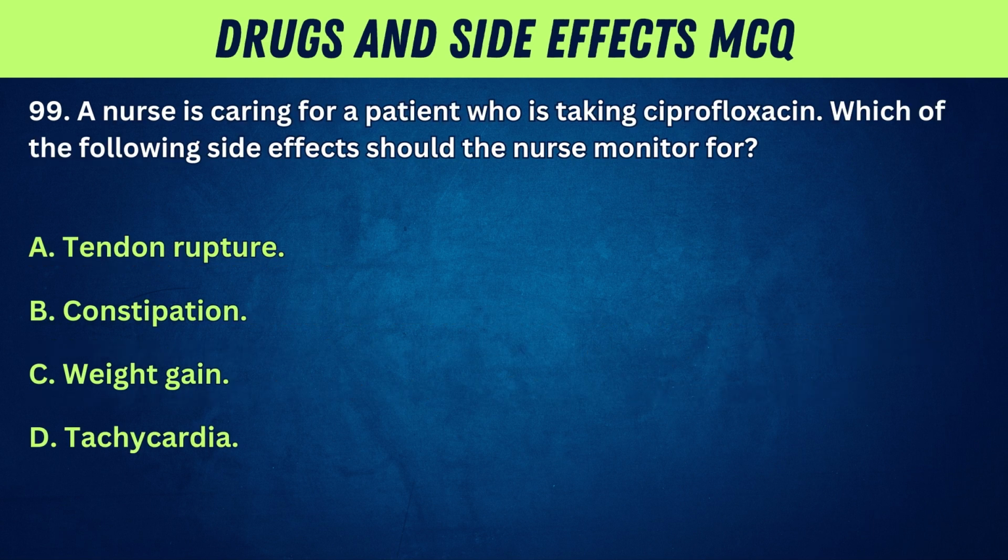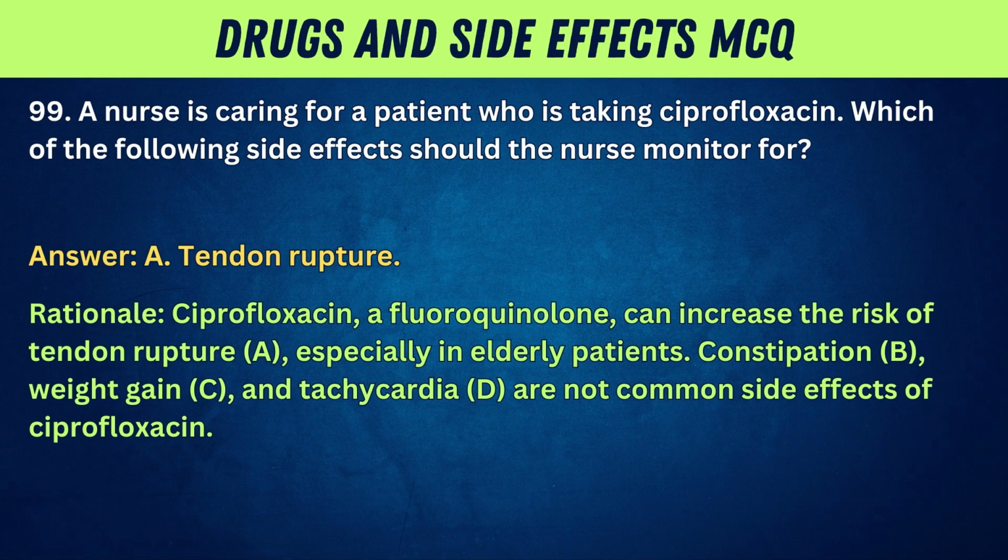99. A nurse is caring for a patient who is taking ciprofloxacin. Which of the following side effects should the nurse monitor for? A. Tendon rupture. B. Constipation. C. Weight gain. D. Tachycardia. Answer: A. Tendon rupture. Rationale: ciprofloxacin, a fluoroquinolone, can increase the risk of tendon rupture, especially in elderly patients. Constipation, B, weight gain, C, and tachycardia, D, are not common side effects of ciprofloxacin.